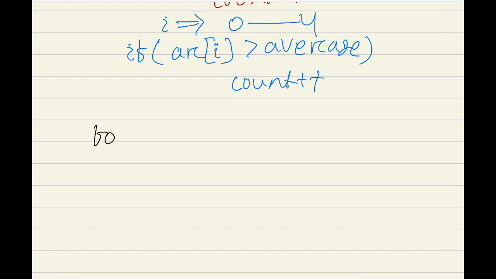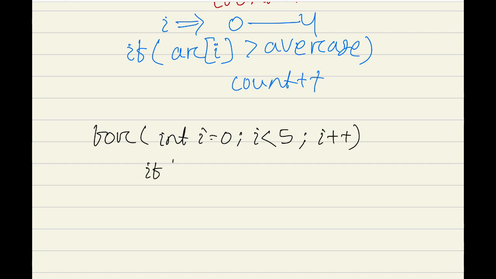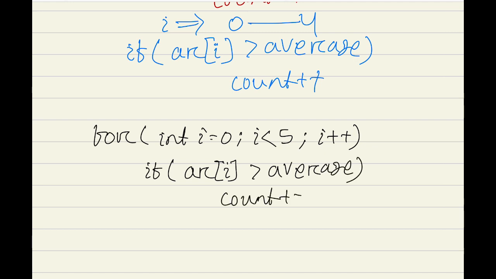So we can write this: for int I equal to 0, I less than 5, or I less than AR dot length, I plus plus. So if AR of I greater than average, then count plus plus. We can write simply.